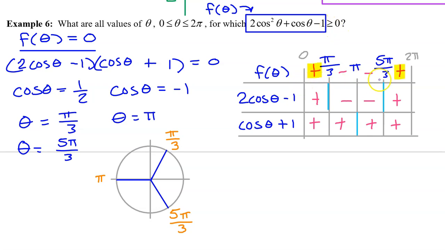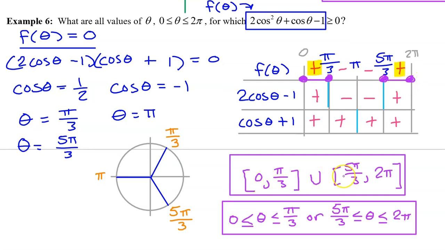Let's identify where the solutions will fall on the number line. We will have solutions between 0 and pi over 3, and between 5 pi over 3 and 2 pi. The endpoints should be included because we are looking for where f of theta is greater than or equal to 0. F of theta was positive at this endpoint, and it is equal to 0 at this endpoint. Either way, we want to include the endpoints, so I'm going to put closed circles here and here.